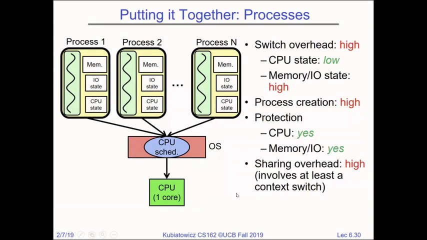And the sharing overhead, however, is pretty high because if one process wants to talk to another process, right now the best that it can do is open a socket between them or something, or use some kernel call for a remote procedure call in order to communicate. So this is kind of the heaviest weight example of what we could do.